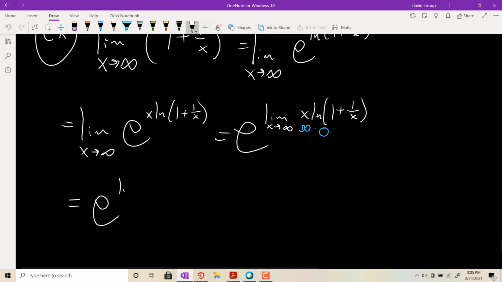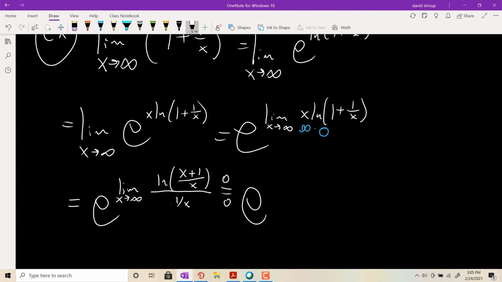So you have e to the limit as x goes to infinity of the ln of 1 plus 1 over x. I'm going to find a common denominator and rewrite it as x plus 1 over x, and then all over 1 all over x. Okay. The numerator now goes to 0, and the denominator now goes to 0. So you're going to be able to do L'Hopital's.